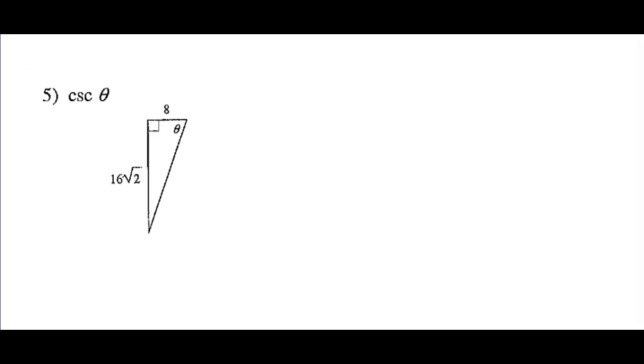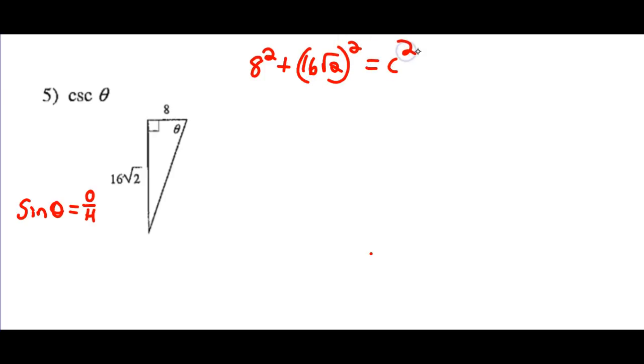Looking for secant. Sometimes we want to find cosecant. So when I go to find cosecant of theta, I say, well, first I need to figure out what is the reciprocal of cosecant. The reciprocal of cosecant is the sine of theta. And so that's what I want to figure out here. And once again, I need to know opposite over hypotenuse. So I need to know the hypotenuse again. That takes us back to Pythagoras once again. So we got 8 squared plus 16 square roots of 2 quantity squared equals c squared.